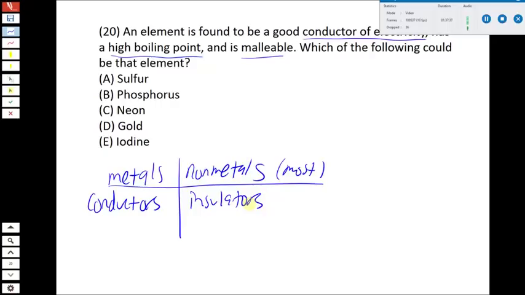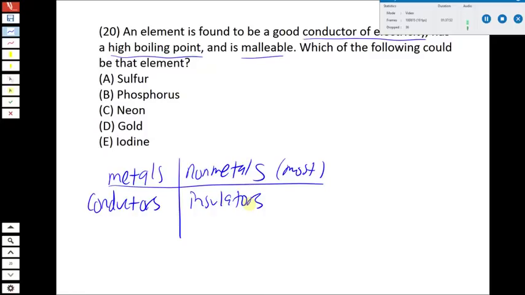Some nonmetals are semiconductors, or at least the metalloids like silicon, and also we learned about graphite in class, which is one form of carbon that does conduct electricity. So there are exceptions, but most nonmetals are insulators. If you were to take iodine, I2, or if you were to take ice, water as a solid, all those would be insulators.